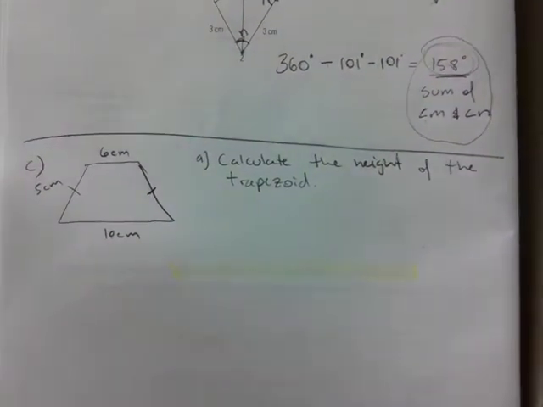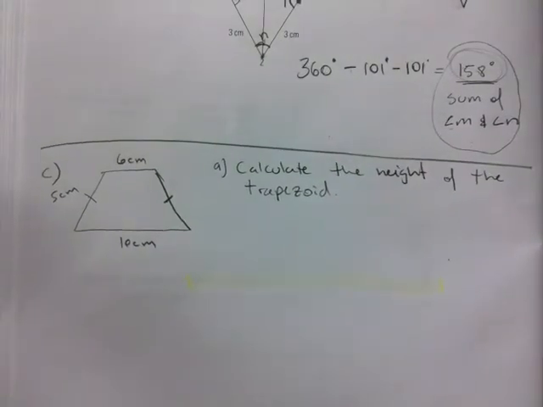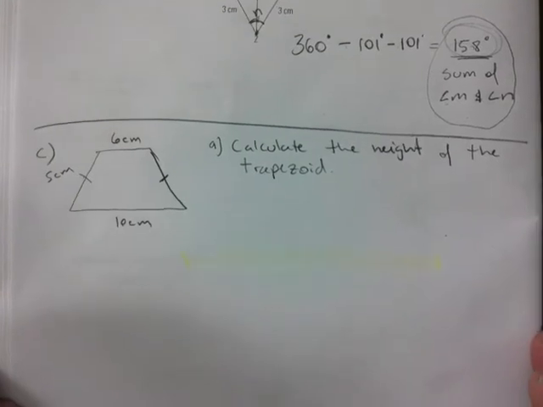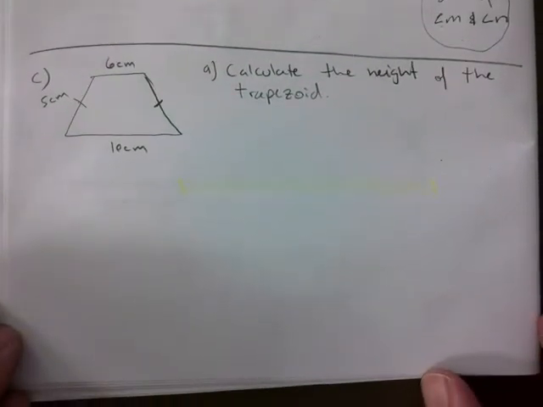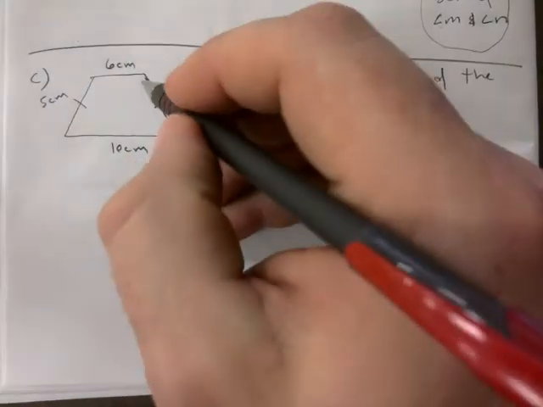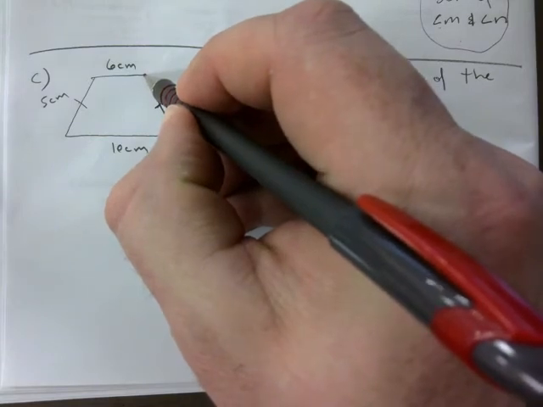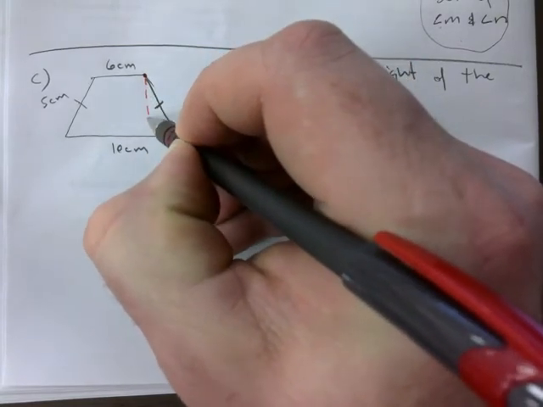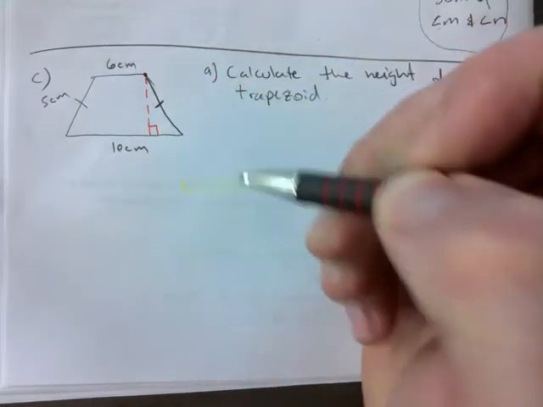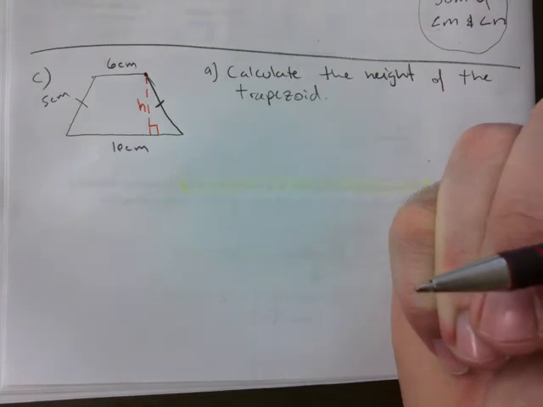Let me just zoom in a bit. Calculate the height of the trapezoid. If you have a different color, every time you have to do one of these, you have to do the following step. Identify where the height would be. Watch this. I'm going to go to the end of the top here and go straight down. And know that that would be a 90. That would be the height of the trapezoid.